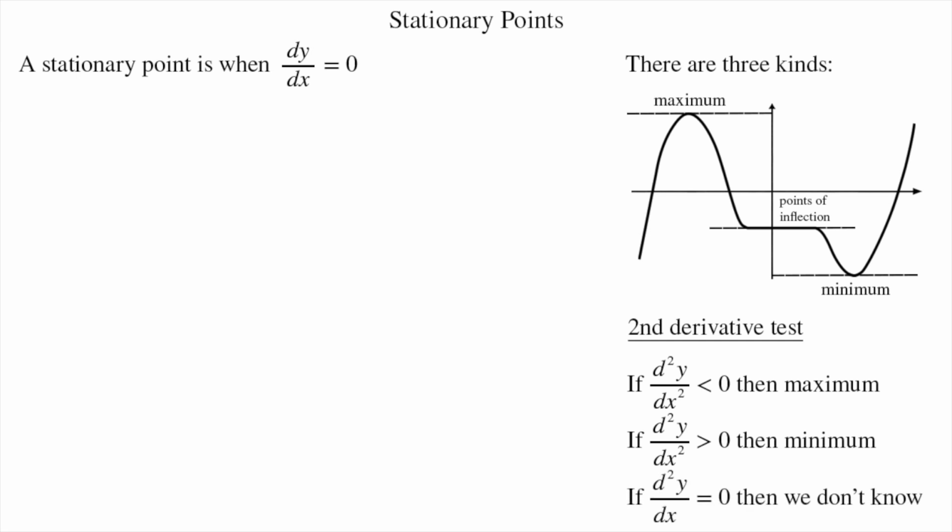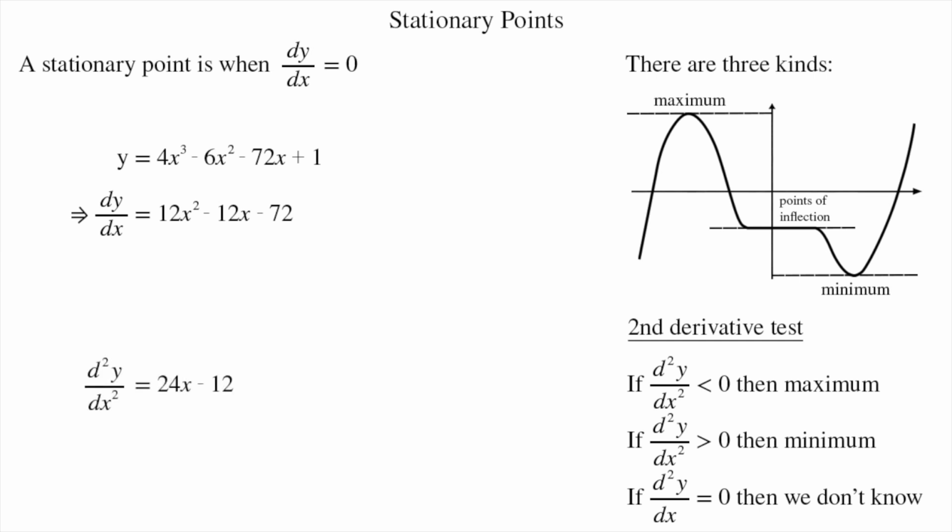Let's try the following example. We're asked to find the stationary points of 4x cubed minus 6x squared minus 72x plus 1. And can we find what type of stationary points they are? Well, let's start with y is 4x cubed minus 6x squared minus 72x plus 1. Then dy by dx is 12x squared minus 12x minus 72. This tells us that d2y by dx squared is 24x minus 12.